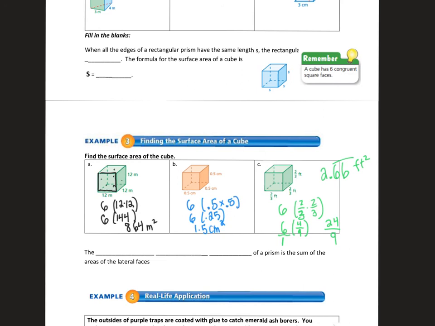I noticed we missed one thing, so hopefully you're still listening. If we just wanted to fill in these blanks, this should be the lateral surface area of a prism is the sum of all of the lateral faces. Okay, just meaning that the surface area of any prism is going to be all of the surface areas of the lateral sides added together.